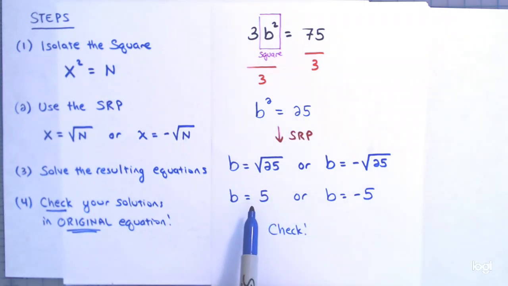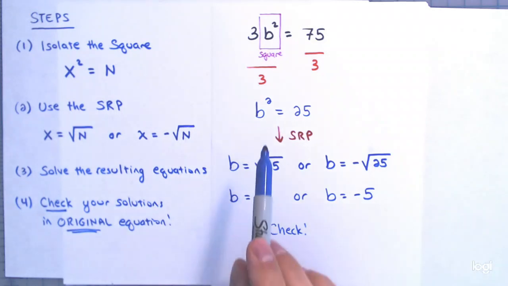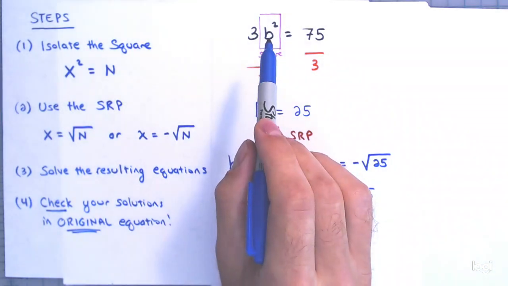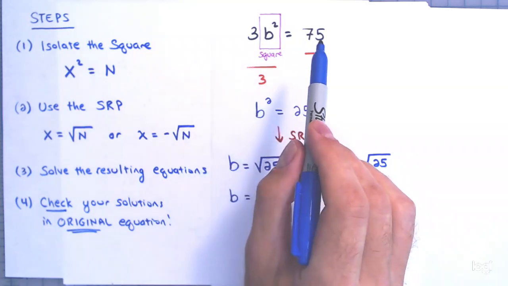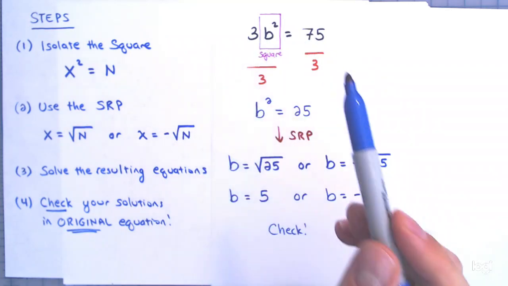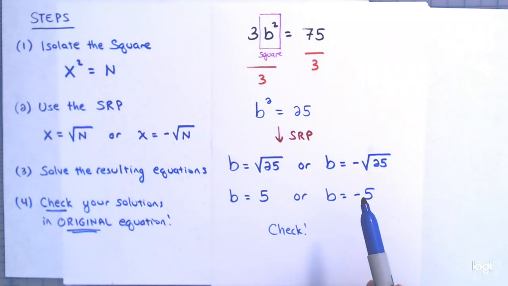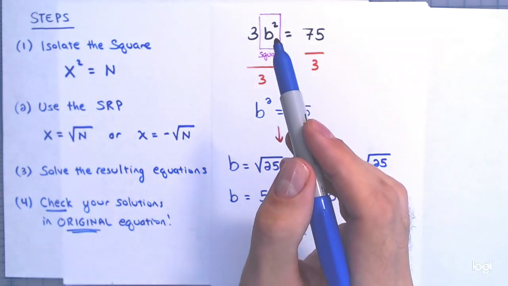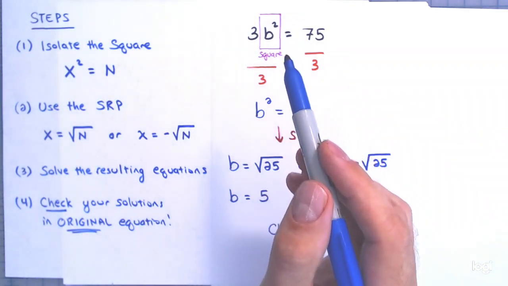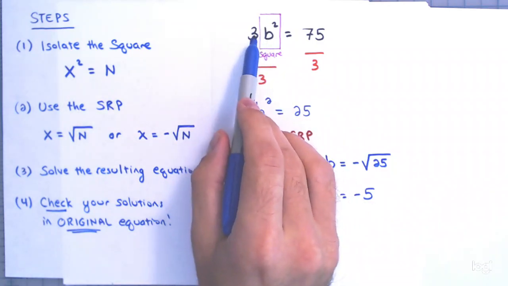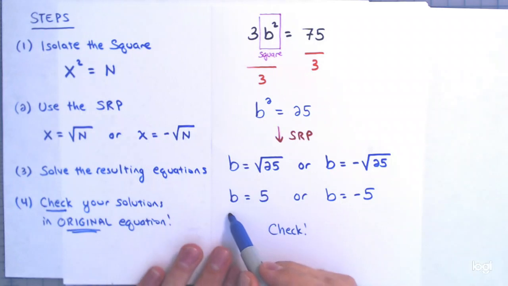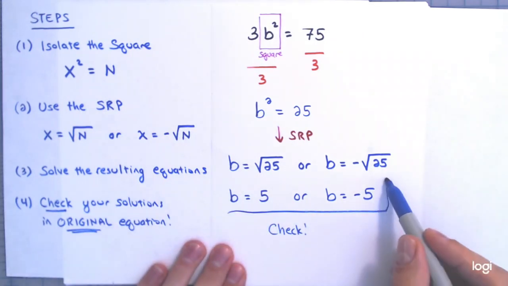Now I'm going to do this mentally. When I plug 5 into the original equation for b, 5 squared is 25, and then 3 times 25 is 75. You get 75 equals 75. That works. Same thing for negative 5. Negative 5 to the second power, negative 5 times negative 5, that's positive 25 again. And 3 times 25 is indeed 75. So both of these are good solutions.